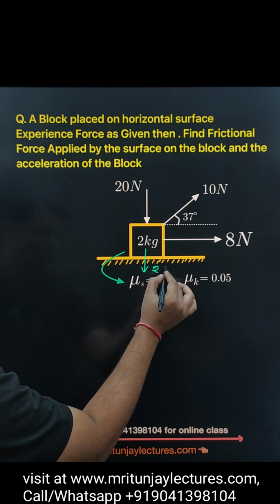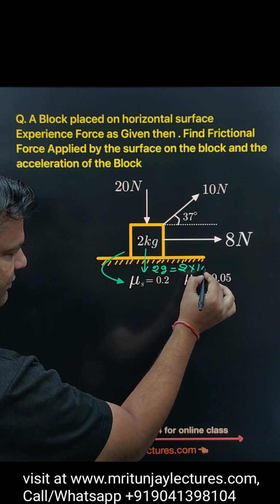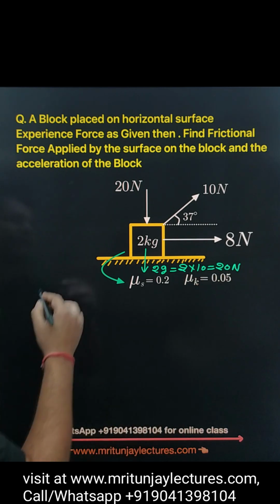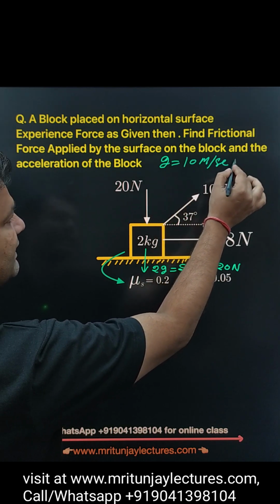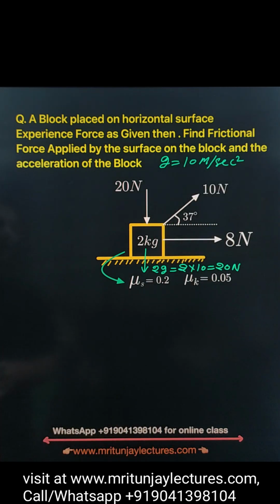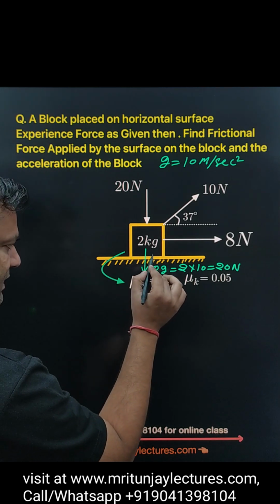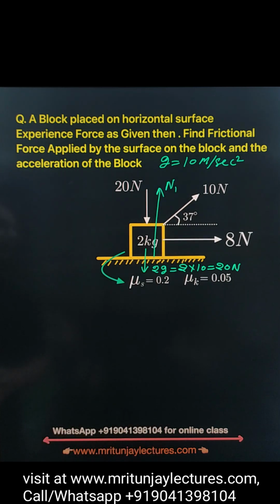mg always works downwards, 2g. So 2 into 10, if g is 10, that is 20 Newton. Let us consider g is equal to 10 meter per second square. After that, the normal force applied by the surface on the block is always in the perpendicular direction, that is N1.